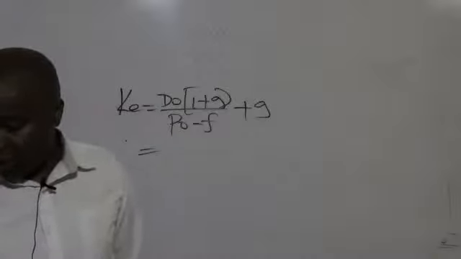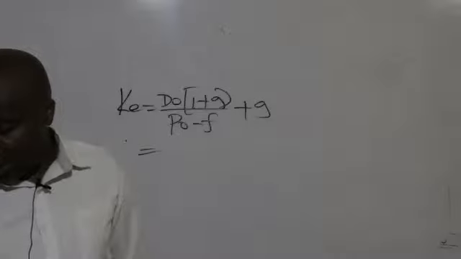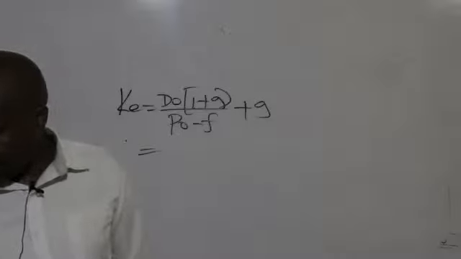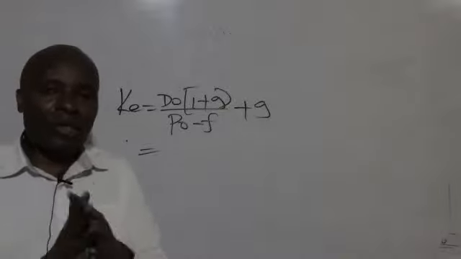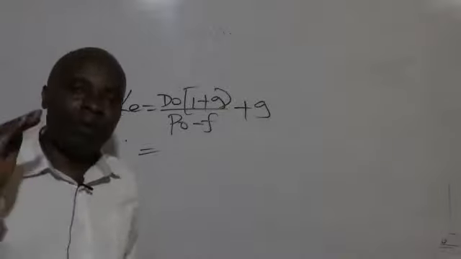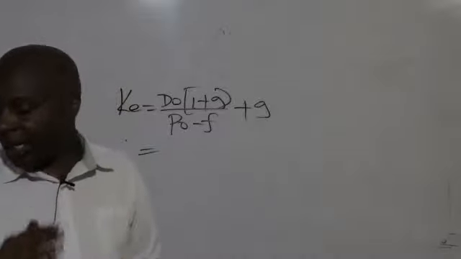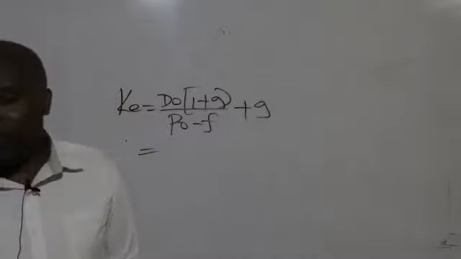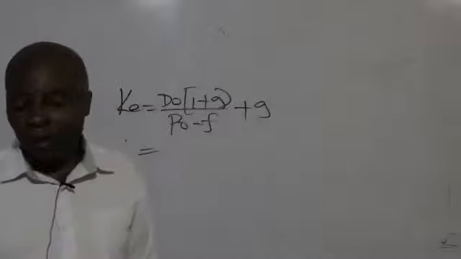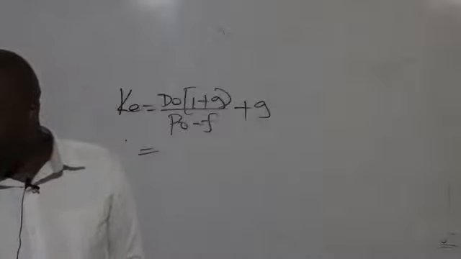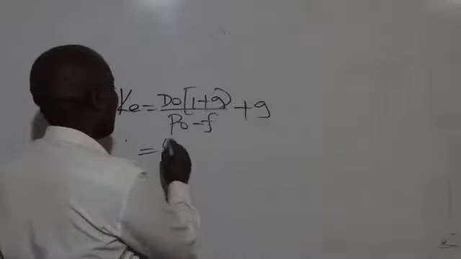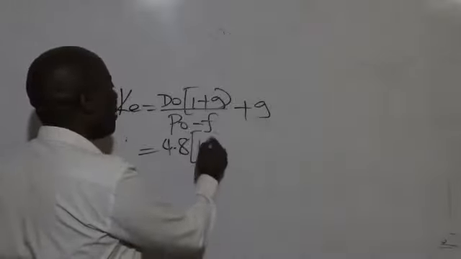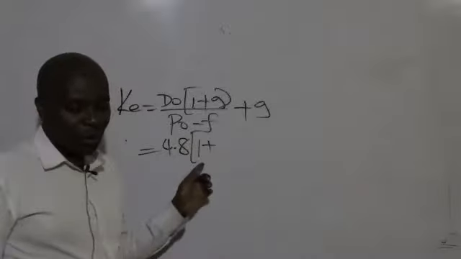Is there somebody who is able to see D0 anywhere? Yes, I am able to see D0. D0 is the most current dividend. They have given me four of them. And the most current dividend is the one given in note 4. The most current dividend of 2018 is 4.8. So 4.8 into 1 plus the growth rate of dividends.